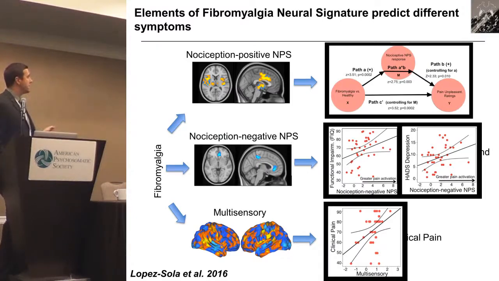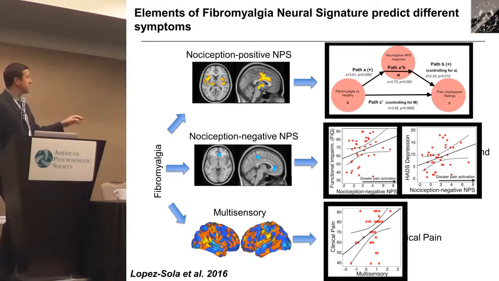And so the way I see it, I'll tell you the result first, and I'll tell you my interpretation. Okay, so fibromyalgia. You have these three sets of changes. Okay, so we have increases in the NPS during nociception. That predicts increased pain reports during fMRI. That's the immediate hypersensitivity element of it, right? Which may be relevant for the spontaneous chronic pain, or maybe not, but it might be an endpoint in itself.